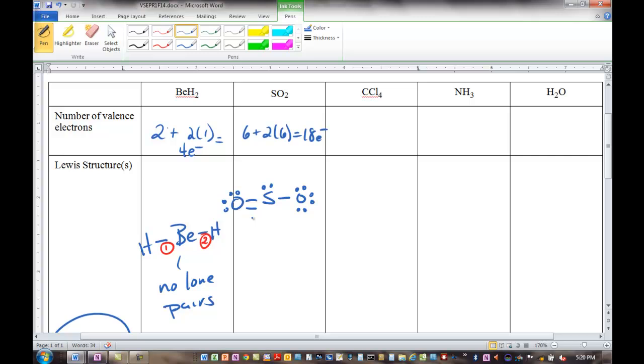Now, if you're thinking ahead like you should be, you should say, oh, but there should be a second resonance structure. And yes, there should be. I'm not going to draw it here because the second resonance structure is not going to change how we do VSEPR. I also want to point out, and it might be in your book, it might not, there are some who would draw SO2 with 2 double bonds and have sulfur exceeding the octet rule with 10 electrons. Sulfur is in the 3rd row of the table. It can exceed the octet rule.